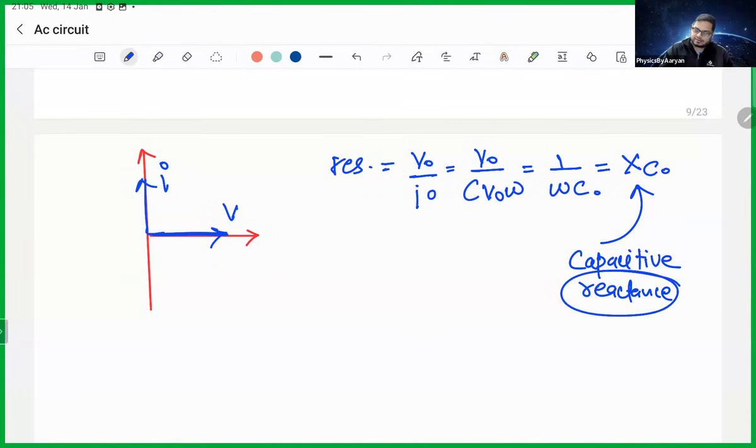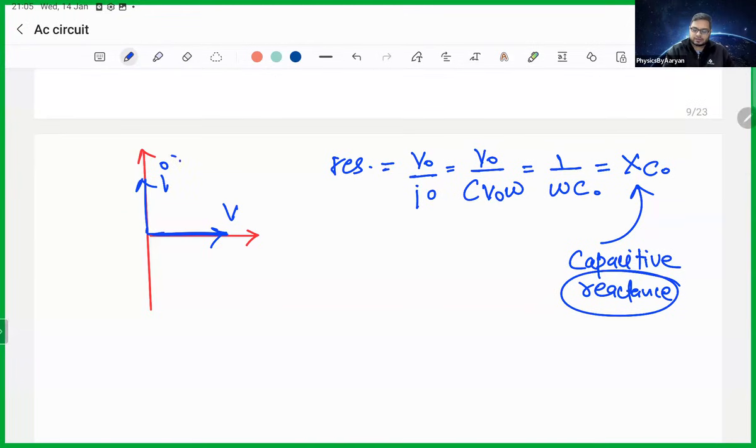Reactance can come because of an inductor, and it can also come because of a capacitor. Reactance means having a phase difference with voltage. You applied voltage in this direction, but the current is coming either like this or like this. This is known as reactance. If it comes because of a capacitor, we call it capacitive reactance. If it comes because of an inductor, we call it inductive reactance.